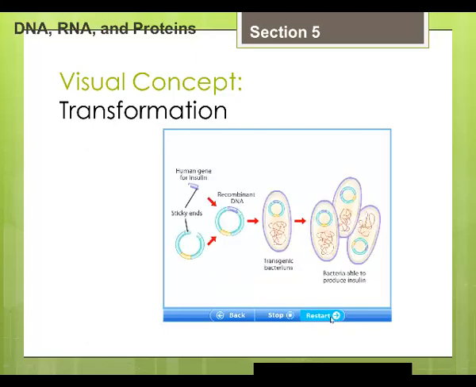In biotechnology, transformation is used to transfer an engineered plasmid into bacteria. For example, when the human gene for insulin is inserted into a bacterium, the bacterium is able to produce insulin. So this is an example where transformation is used to benefit humans. We've actually allowed bacteria to take up that human gene for insulin, and then the bacteria produce insulin for us.